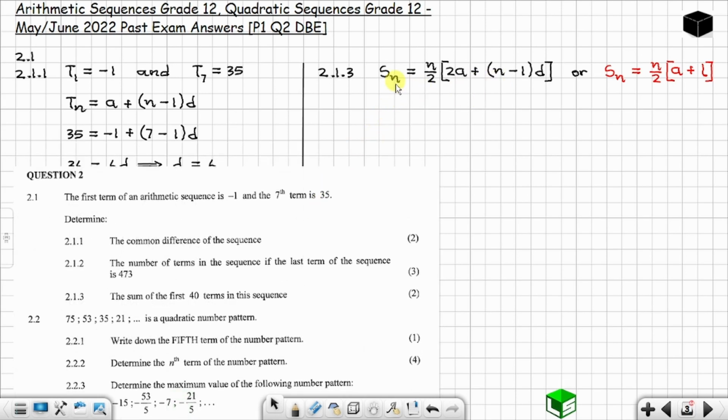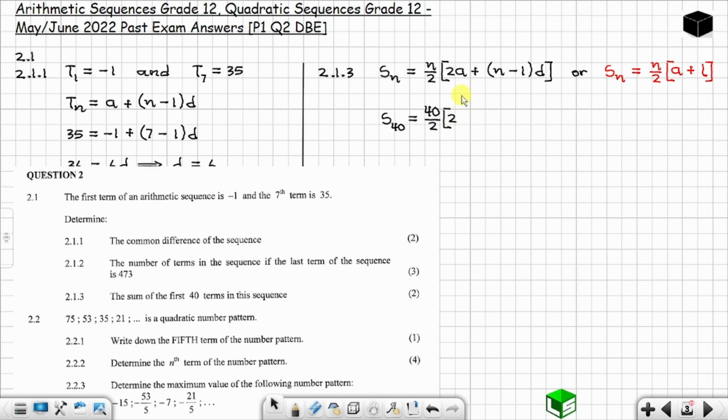So you are going to calculate what? S40, right? Because you are trying to find the sum of the first 40 terms. You are going to find S40 is equal to, what is your n? Your n is 40. You have 40 over 2, right? You have your square bracket, 2 times a. Your a is the first term. The first term is -1.